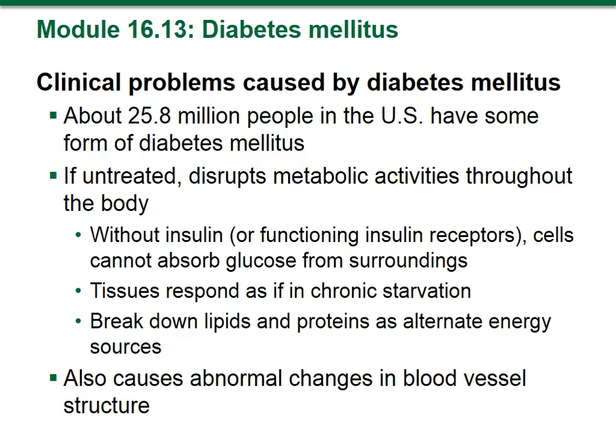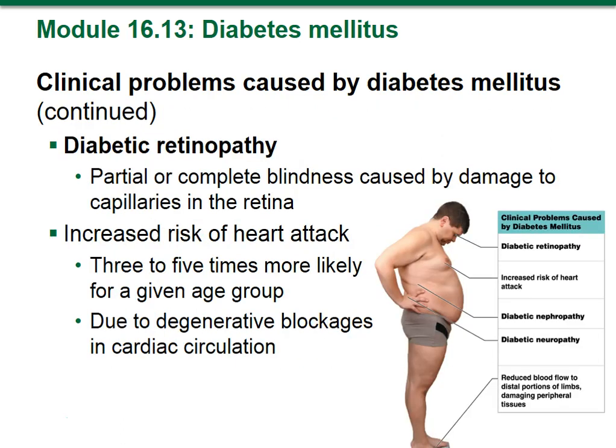If it's untreated, it can cause a lot of problems. If you don't have insulin, cells can't absorb glucose from the surroundings. You have to have glucose for your cells to operate normally, right? And tissues respond as if they're in a chronic starvation state. You break down lipids and proteins as the alternate energy source. So your body starts breaking down, causing abnormal changes in blood vessel structure. Diabetic retinopathy can occur, where you have partial or complete blindness because the capillaries in your retina get damaged. You have increased risk of heart attack.